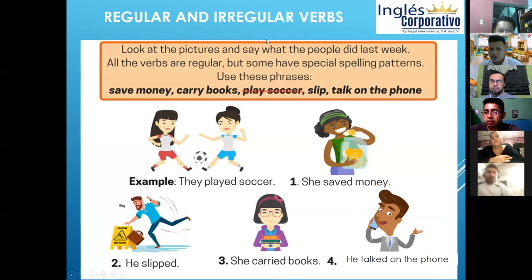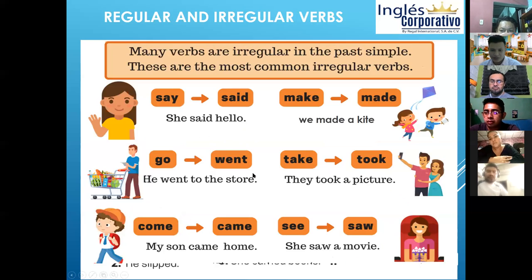Right now we're gonna go with irregular verbs. Okay, let's see. What's happened with irregular verbs? Basically, the verb changes its root, right? Cambia su raíz. Okay, let's see. We got it. We're gonna do the same, basically. Say, said. Make, made. Go.